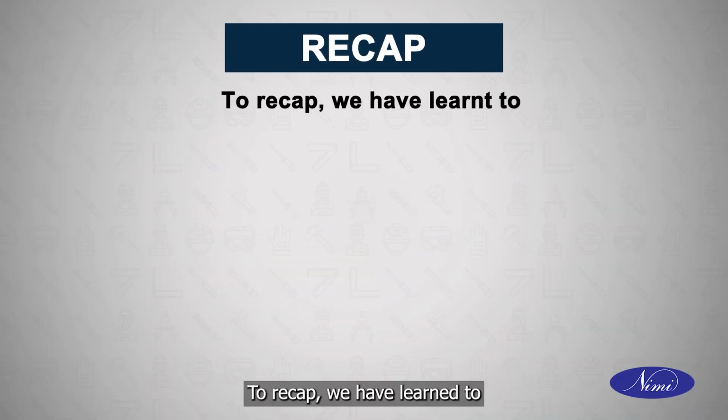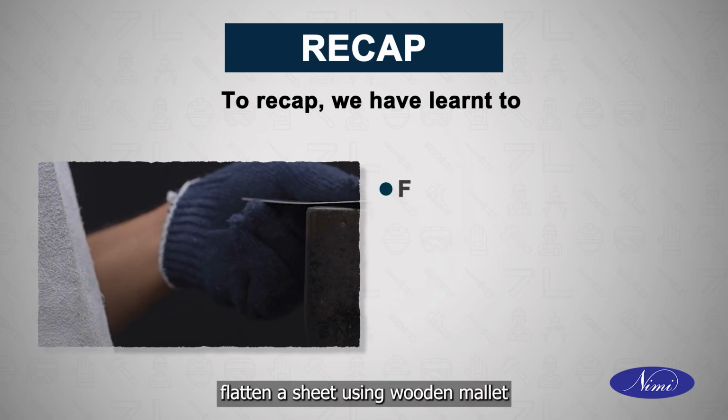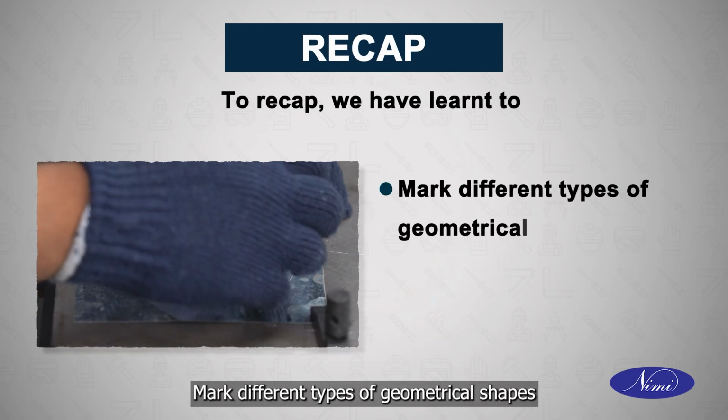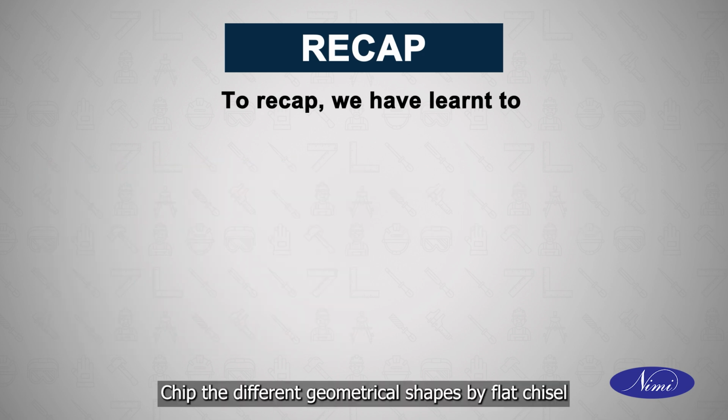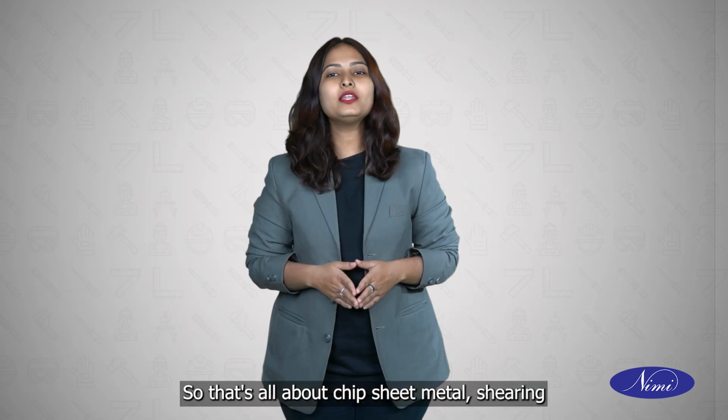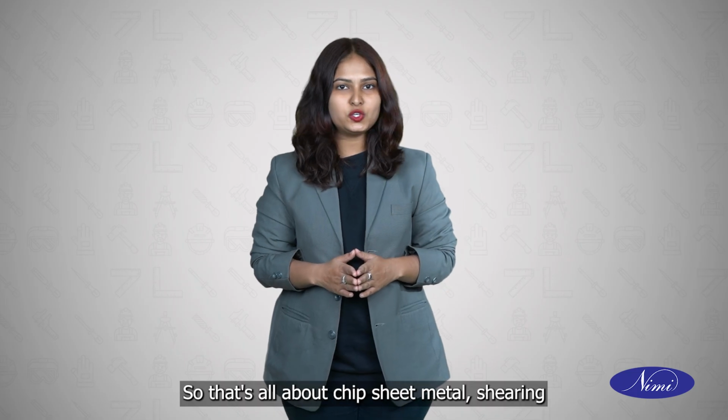To recap, we have learned to flatten a sheet using wooden mallet, mark different types of geometrical shapes, chip the different geometrical shapes by flat chisel. So that's all about chipping sheet metal shearing.